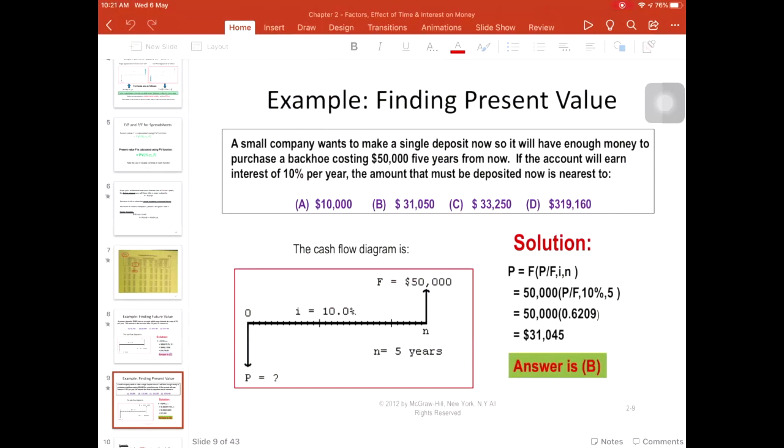So next example, you have to find the present value, P itself. Same as the previous example. In the first example you had to find F. This one, you have to find P. So the formula is P equal to F, P over F, i, n. And then you follow the same steps. Please find it in the tables, you will get 0.6209, and then you multiply by 50,000 ringgit, and you will get 80,045 ringgit. The answer is P. And don't forget about the cash flow diagram.